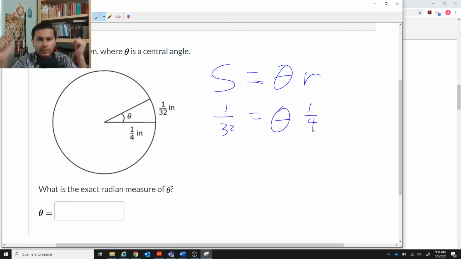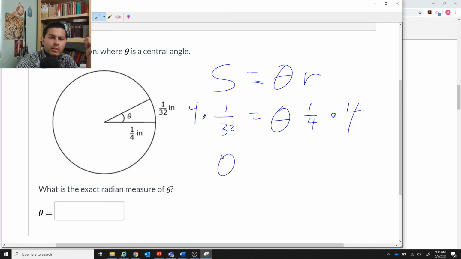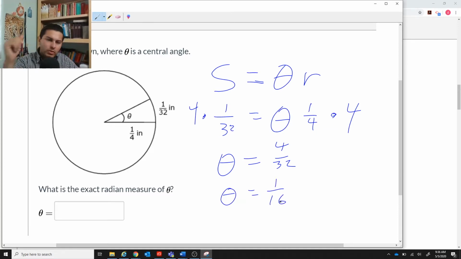There we go. I have filled in 1/32 for arc length, and my radius is 1/4. So now what we can do is just solve out for our theta. Times 4 to cancel out our fraction. We're going to multiply 4 onto the other side as well. Theta is going to equal 4/32, which will equal 1 over 16. So our exact radian measure of this is going to just be 1 over 16.